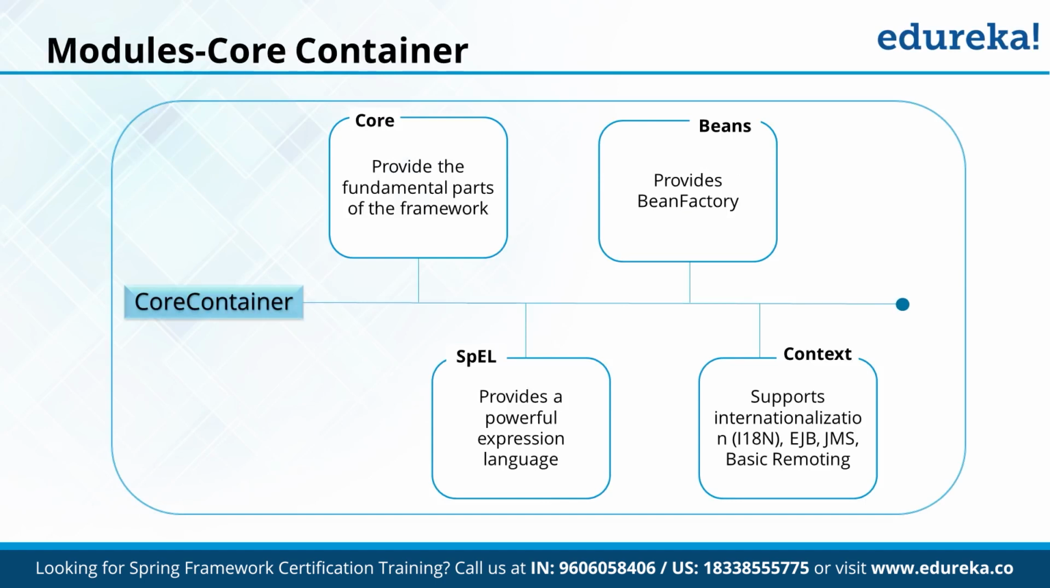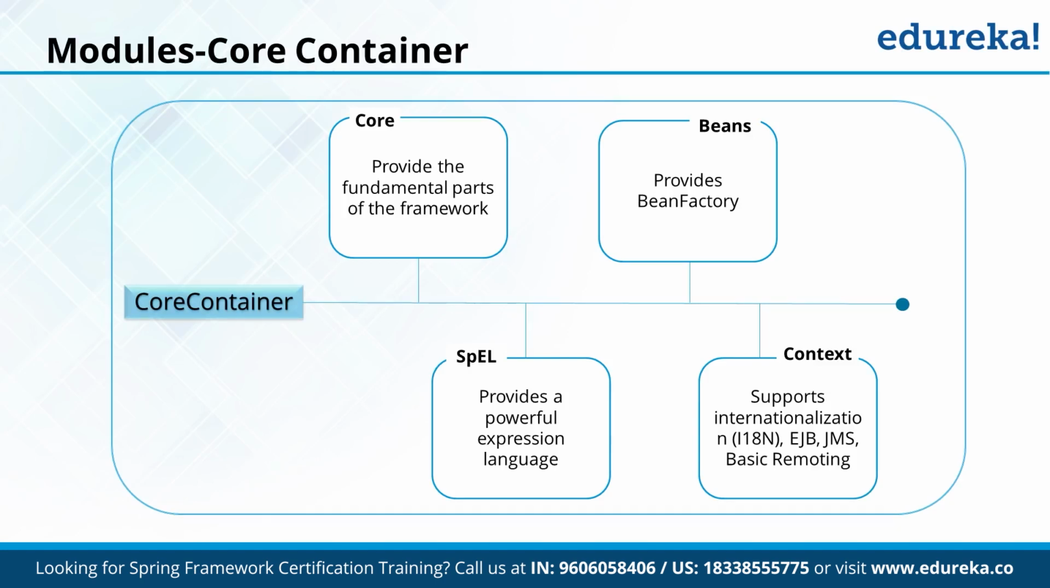So when we are talking about the core part of the Spring framework, we got a core container which focuses on dependency injection and inversion of control. The core layer provides the fundamental parts for the framework. These are the base of the Spring framework. We got something known as beans, context, and Spring expression language. These are the three important key concerns, right?